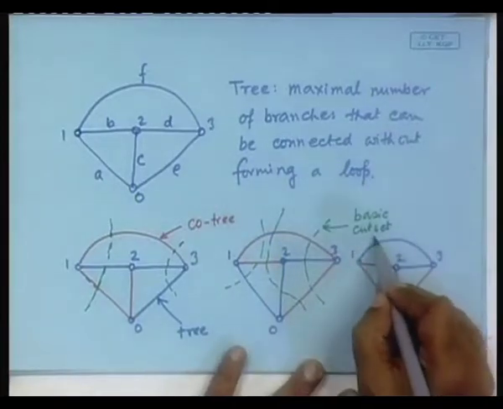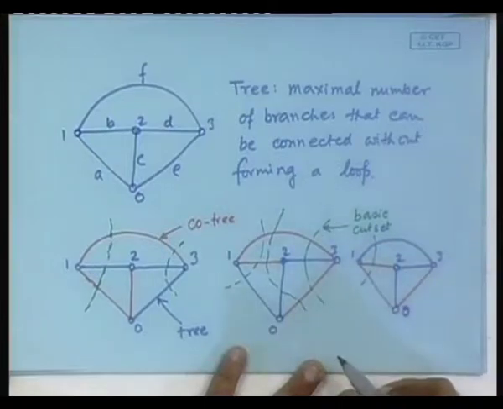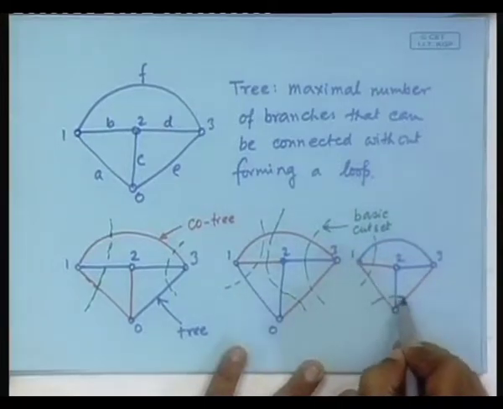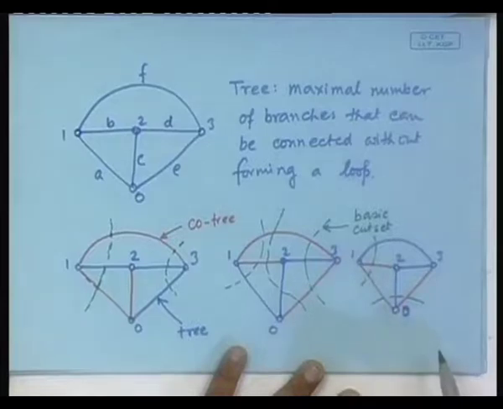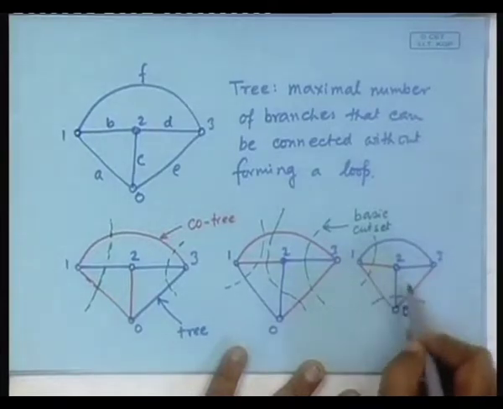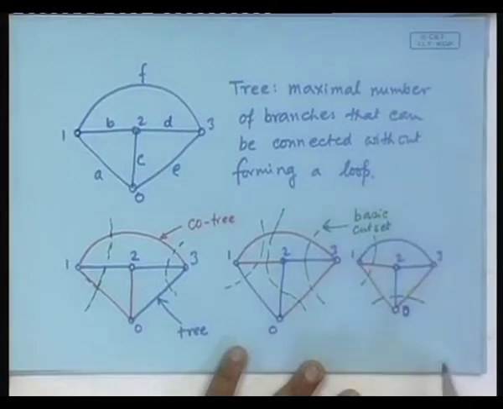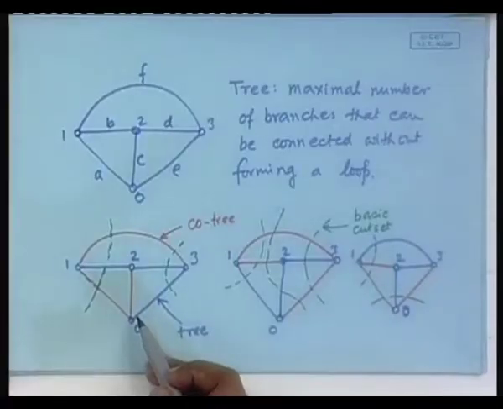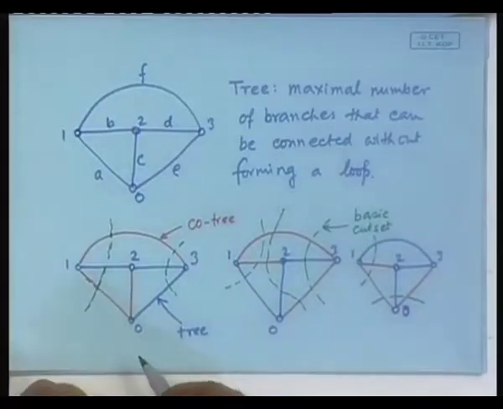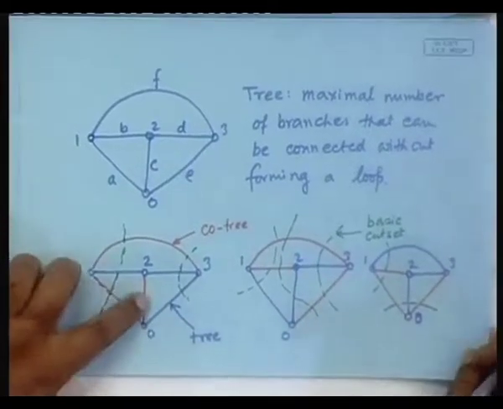Similarly, in this case, this will be a basic cut set, that will be a basic cut set, this not. Is there any other? No. So, these are the basic cut sets. Basic cut sets are ones that contain only one tree branch. Similarly, the basic loop is one that contains only one co-tree branch. So, let us try with this one.